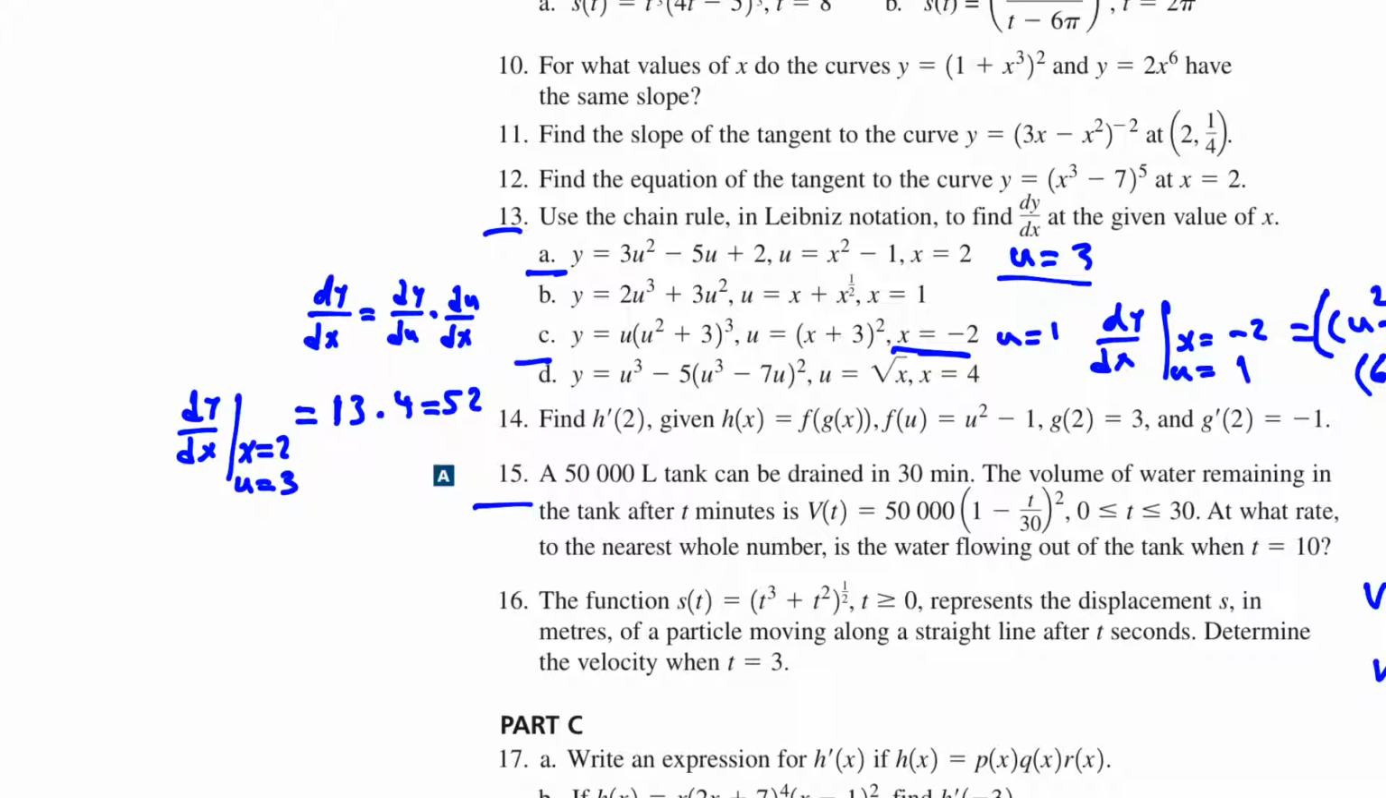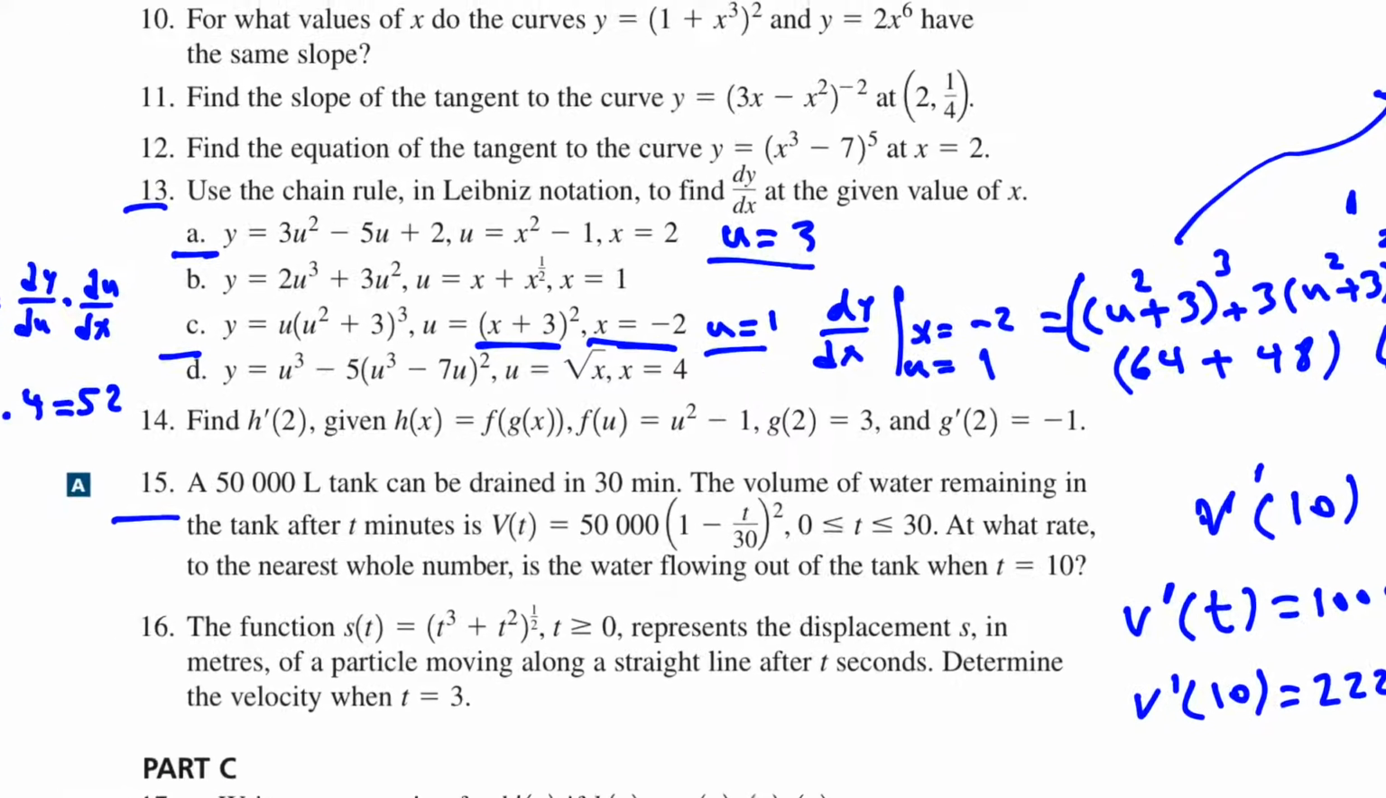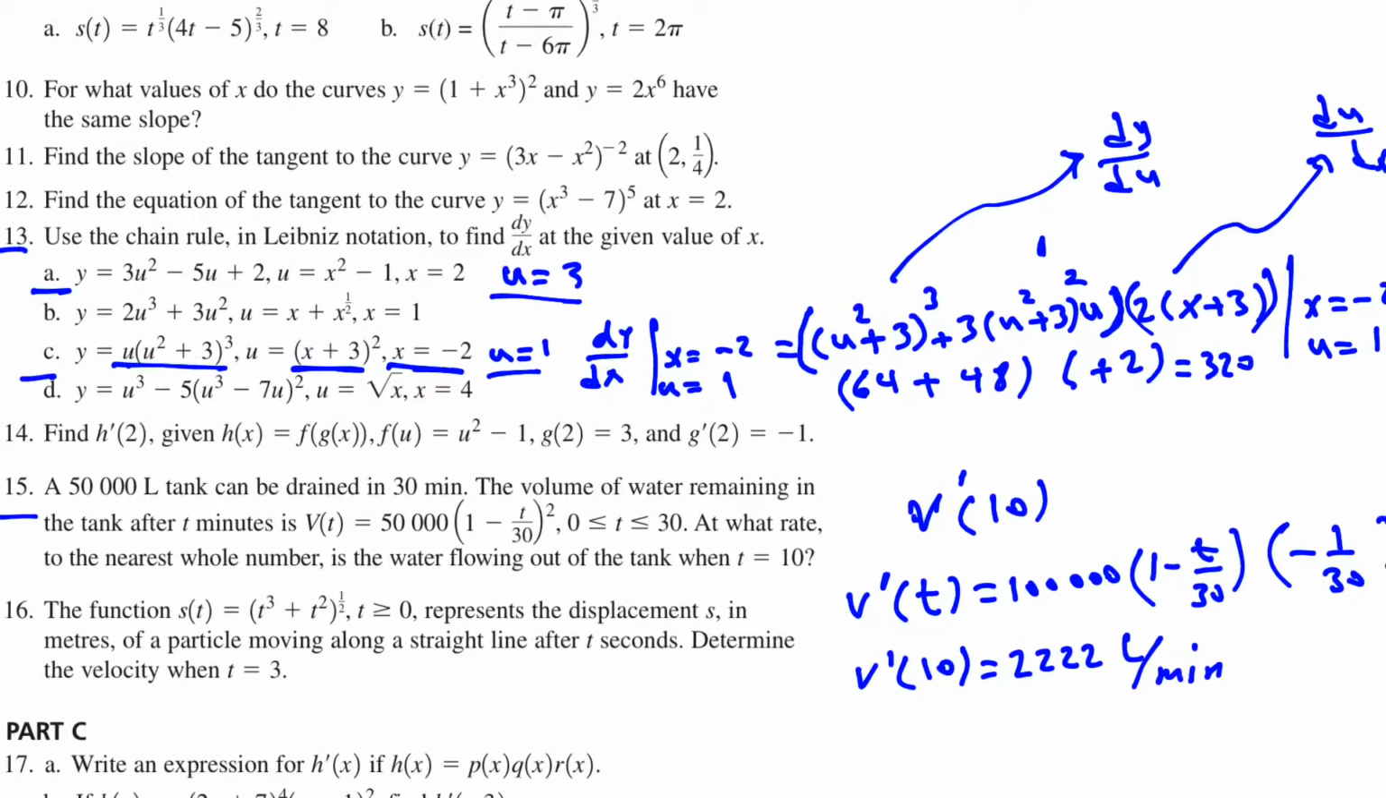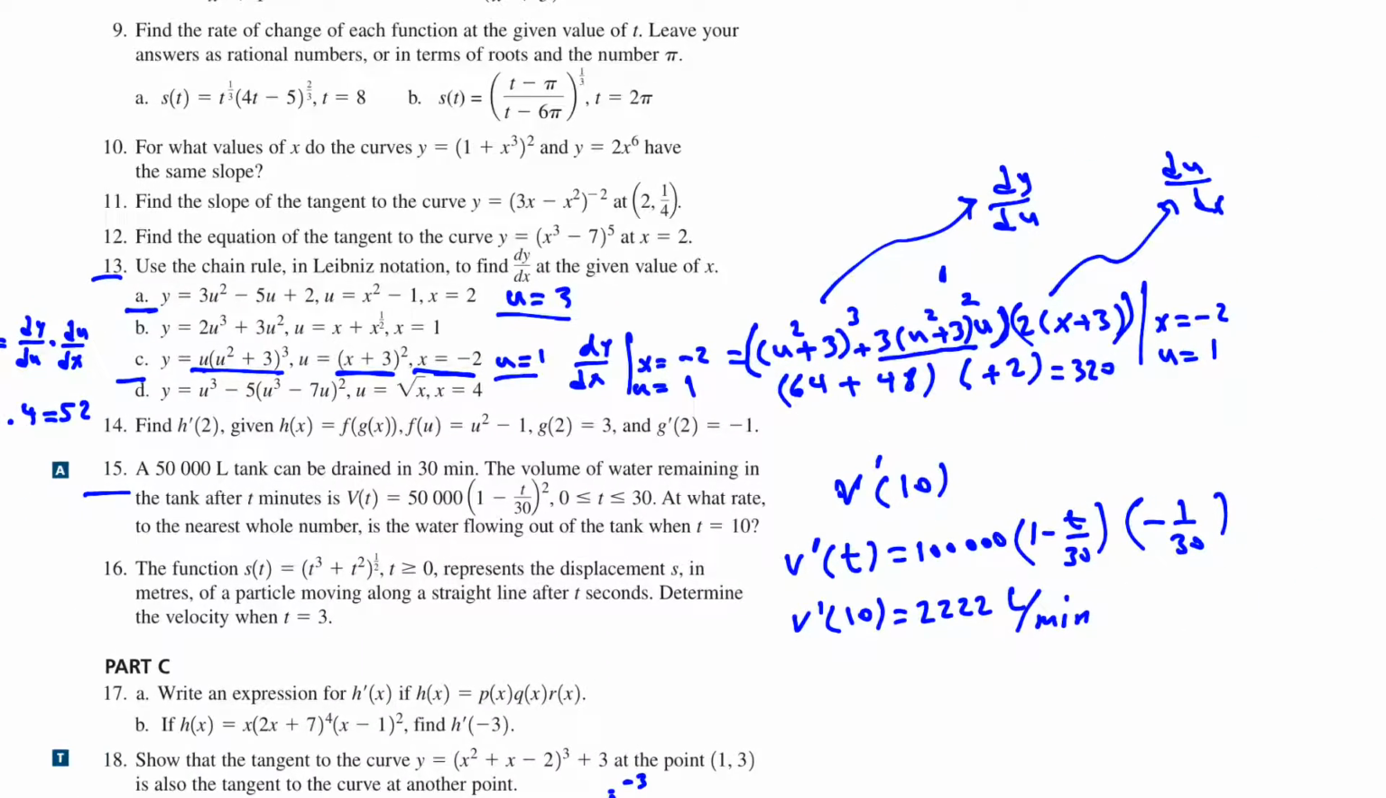If we replace x equals negative 2 in u, we see u is 1 to the power of 2, which is 1. We are looking for dy/dx when x is negative 2 and u is 1. dy/du is product rule: 1 times (u² + 3) to the power of 3 plus 3 times (u² + 3) to the power of 2 times u, times du/dx. du/dx is 2 times x plus 3. Then we replace the numbers and we find the answer.